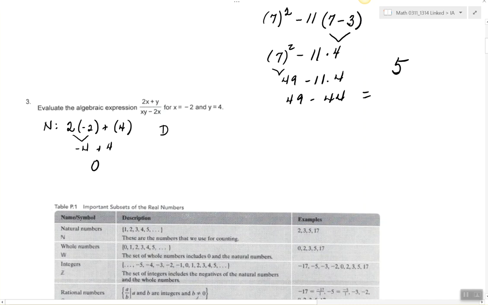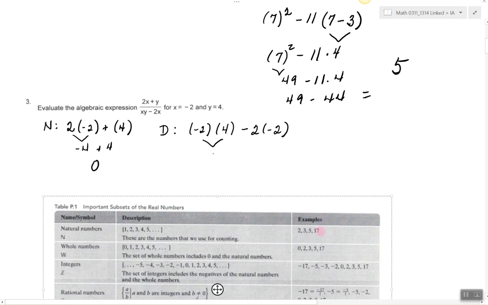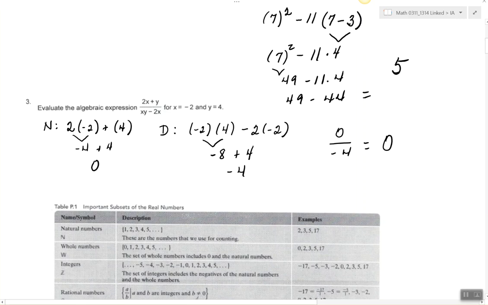The denominator, let's see, for the denominator I have the value of x, which is negative 2, times the value of y, which is 4, minus 2 times the value of x, which is negative 2. This product is negative 8. This product, I'm treating this as a negative times a negative, so that becomes positive 4. The denominator's value is negative 4. So this entire expression is 0 over negative 4. 0 divided by something is 0. So the answer to number 3 is 0.